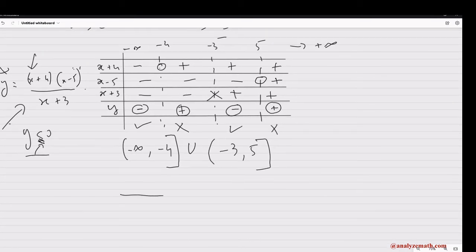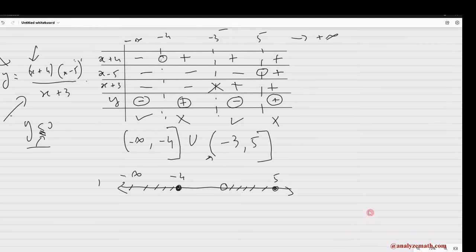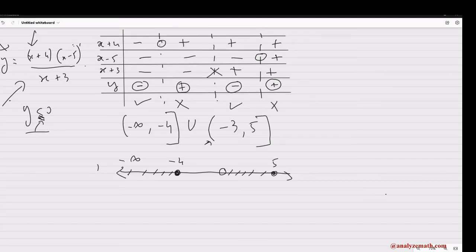Now let's use the number line and put all the information we have on the number line. So minus infinity, minus 4 accepted, so close the circle here. So these values are the solutions. And then we go somewhere to negative 3. This is an open circle here, and up to 5 with a closed circle, accepted. So minus 4 and 5 are part of the solution.